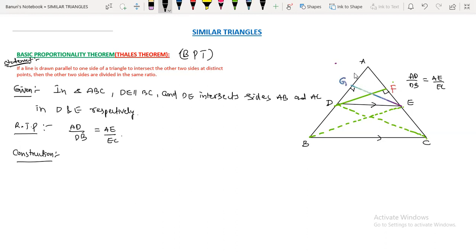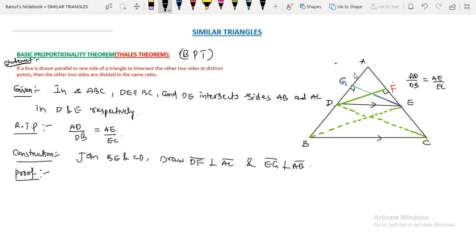Now here I'm writing the extra construction I have done. Join BE and CD and draw DF perpendicular to AC and EG perpendicular to AB. So these are the extra constructions done to prove this theorem. Now we are going into the proof.